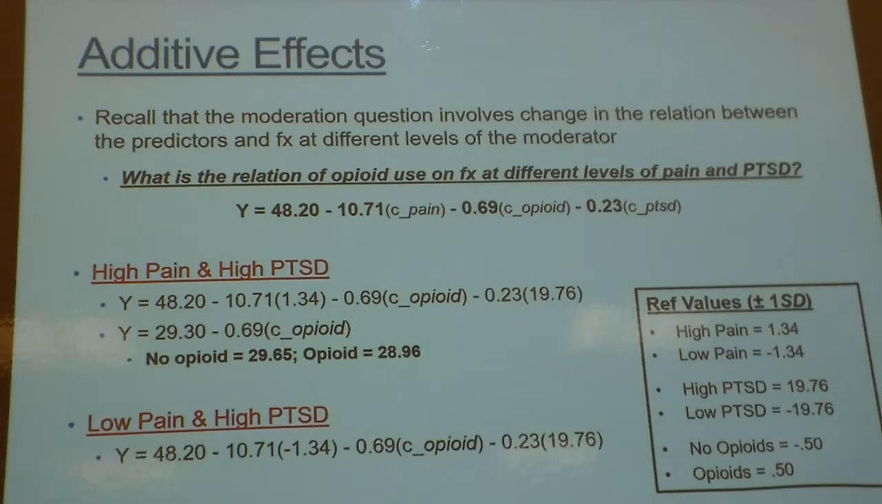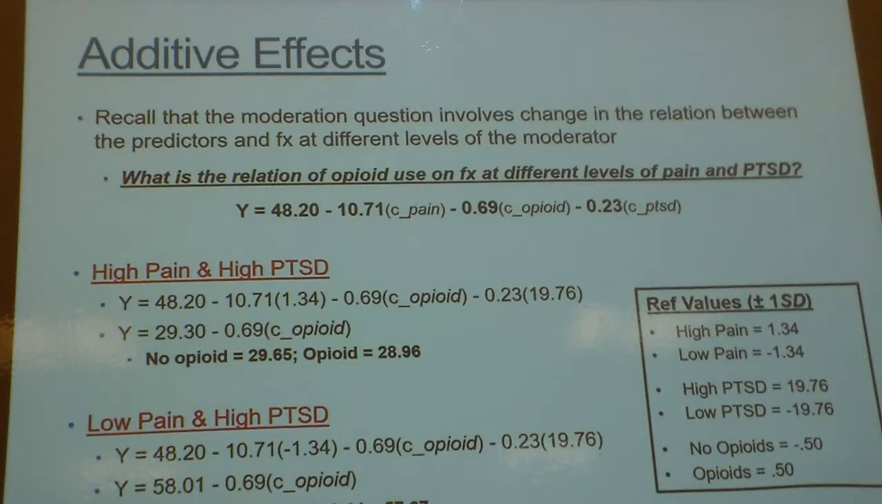Right? We go through, we say, all right, here's my equation. Now I've got low pain, so we set the standard deviation to low. My standard deviation of pain is negative 1.3, so I plug in negative 1.3. High PTSD, 19.76, plug that in, run that out, right? This is my equation. So we get no opiate use, or opiate use. What's the difference between these two numbers? 0.69, right? It doesn't matter.